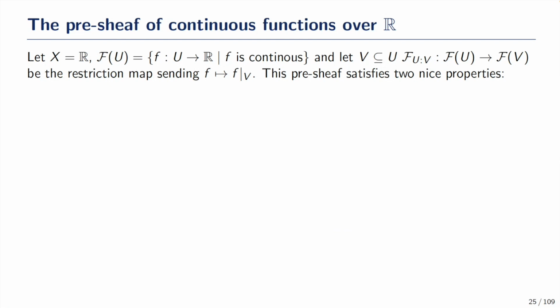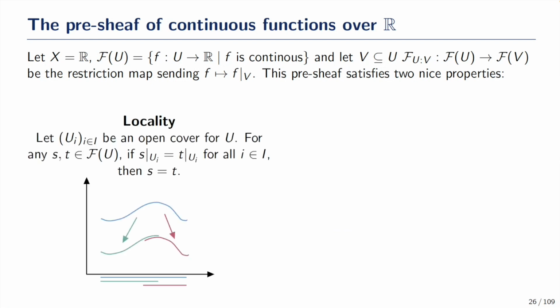Okay, so let's look at examples. So we have the pre-sheaf of continuous functions over R. Essentially, for F of U, we just have all the functions that are continuous on U. Okay, and the thing is, this pre-sheaf actually satisfies two nice additional properties.